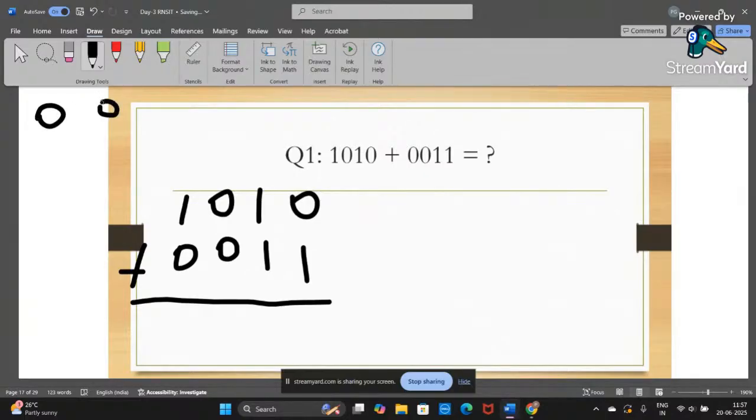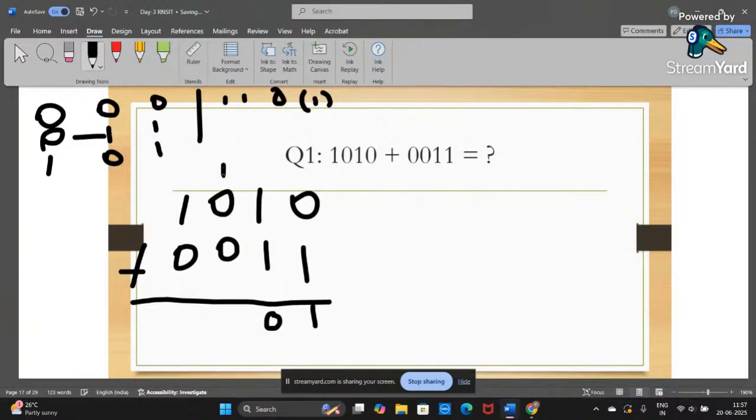0 plus 0, it is 0. 0 plus 1, it is 1. 1 plus 0, it is 1. 1 plus 1, it is 10. But we'll write 0 and carry 1 forward to the next one. This is what we have seen in the binary addition rule. So 0 plus 1, it is 1. 1 plus 1, it is 10. But we'll write 0 here and 1 to the next one. So 0 plus 0, it is 0. 0 plus 1, it is 1. And 1 plus 0, it is 1. So for this, the answer is 1, 1, 0, 1.